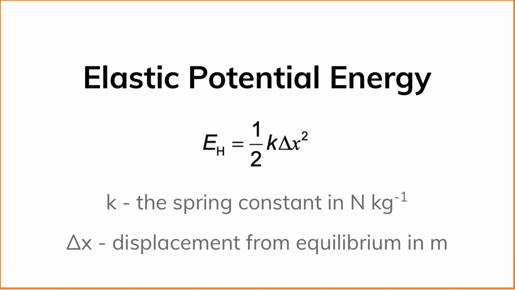The formula is given as E_H is equal to 1/2 k Δx squared. k is the spring constant in newtons per meter, and Δx is the displacement from the equilibrium position, which is in meters. Why is it called E_H? That's coming from Hooke's law, because springs that have a spring constant value obey Hooke's law. And so that's why the elastic potential energy is defined as E_H.